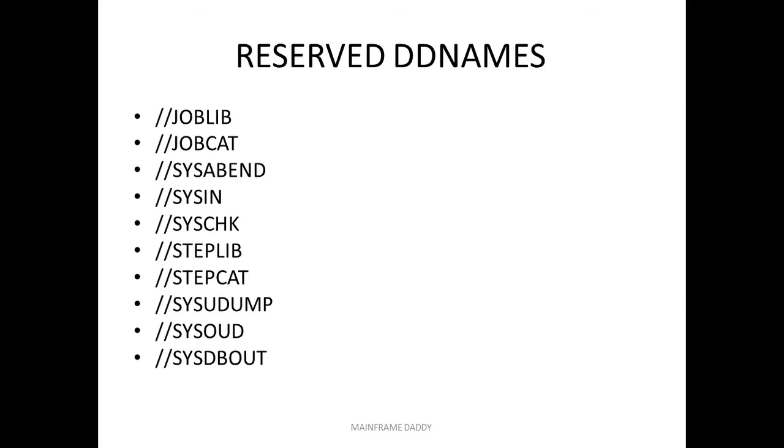There are some reserved DD names which are used for specific purposes. JOBLIB is for mentioning the job library, and for the EXEC statement, STEPLIB is specified. SYSOUT is for output, and SYSIN is for specifying the input. Like that, there are various reserved DD names which can be used for specific purposes only.